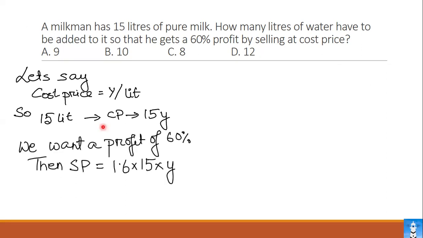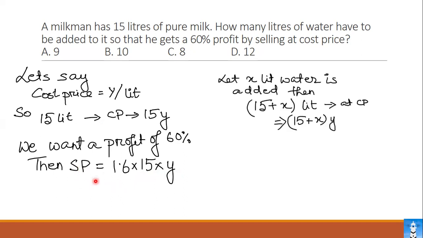Therefore, we want a profit of 60%. So the selling price over here should be 1.6, that is 60% more. So 1.6 into 15 into Y. So this much would have been the price of the total 15 liters of milk if you had sold it at a higher value than CP, that is 15Y, of course. This is the amount you would have made from 15 liters, not per liter, but from 15 liters.